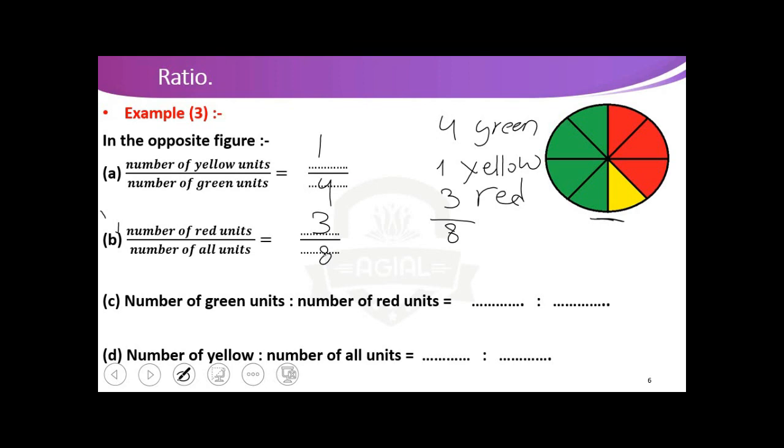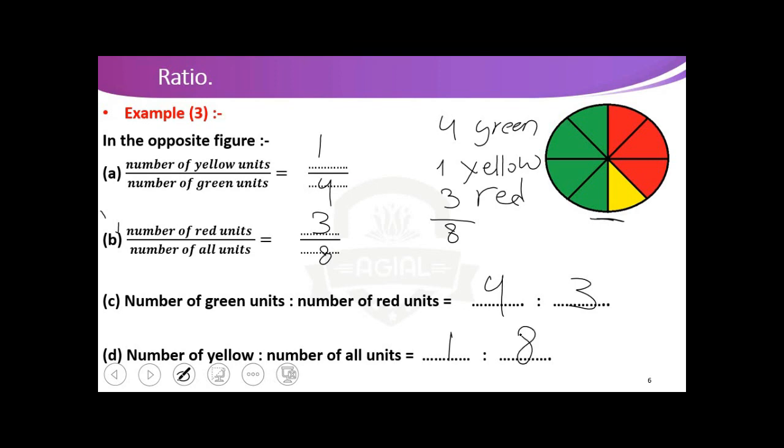The number of green units to the number of red units equals 4 to 3. And the last one, the number of yellow units to the number of all units, so we have 1 to 8.